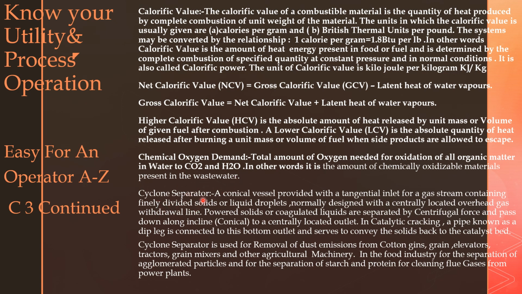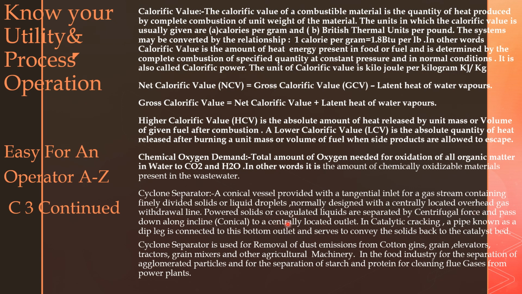Some important words starting in C for solid handling industries. Cyclone separator: a conical vessel provided with a tangential inlet for a gas stream containing finely divided solids or liquid droplets, normally designed with a centrally located overhead gas withdrawal line.